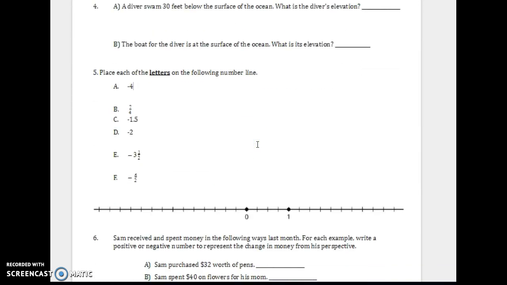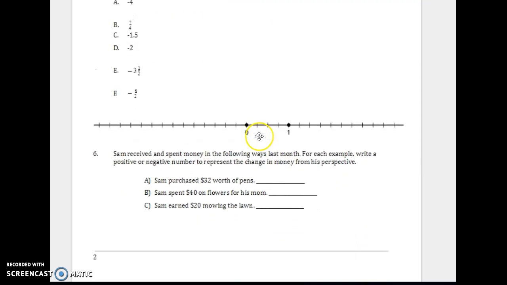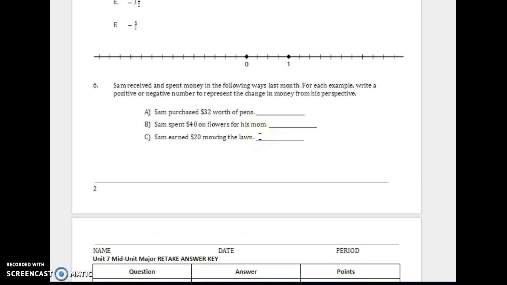Question 5. Place each of the letters on the following number line. Question 6. Sam received and spent money in the following ways last month. For each example, write a positive or negative number to represent the change in money from his perspective.